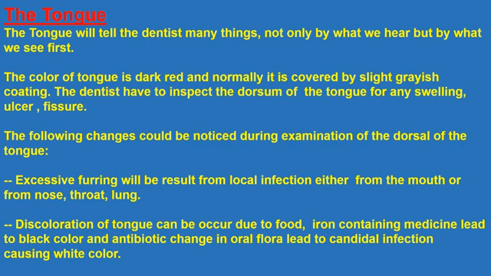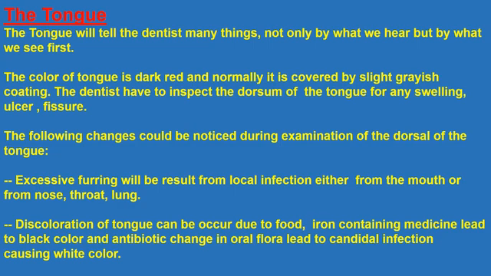Normally the tongue color is dark red and normally covered with a slight grayish coating. So by inspection we can note the following changes that may occur on the tongue, like excessive furring, which will be a result from local infection either from the mouth or from the nose, throat or lung.